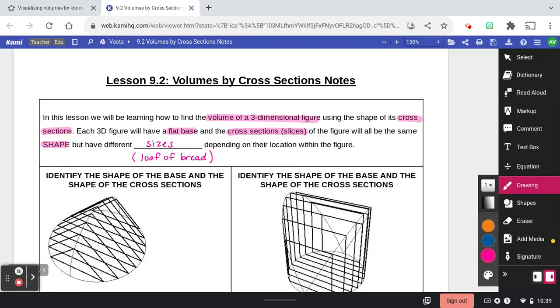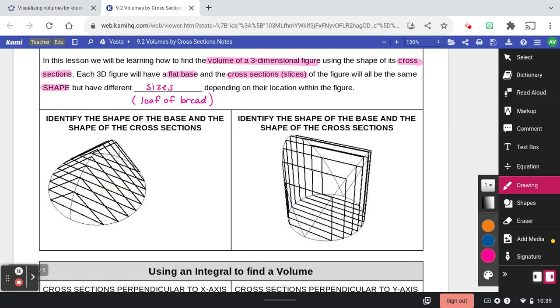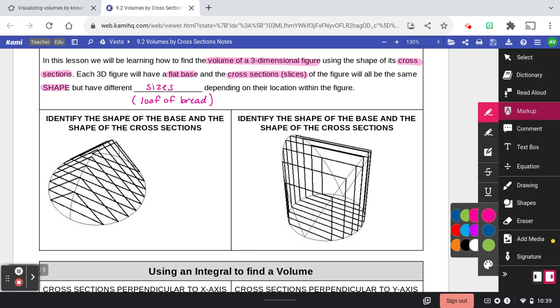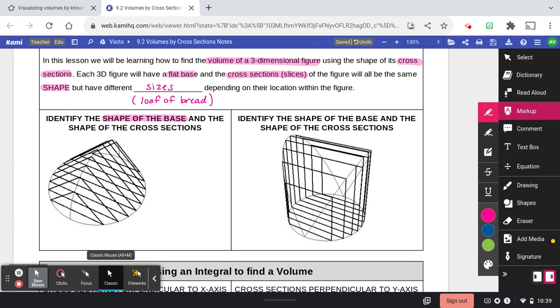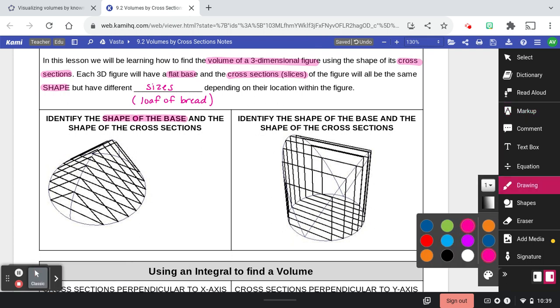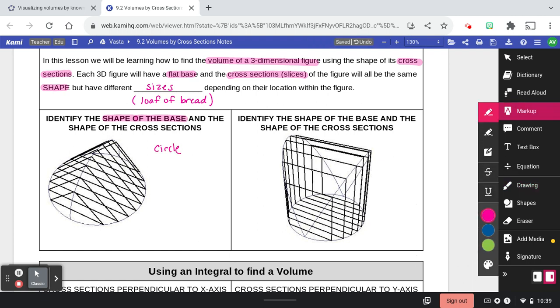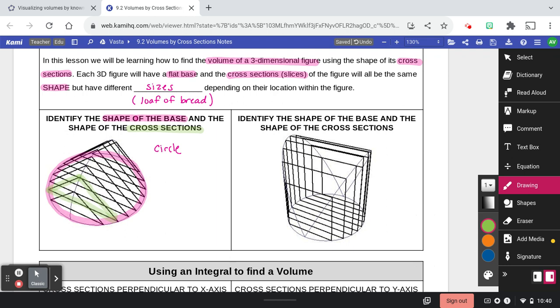So going back to what we're doing today, here are two visuals for what's going on. In this figure, the shape of the base is going to be a circle, because if you look at what the base shape is here, it's a circular shape. On that circle base, we're going to be building cross sections that are all shaped like triangles. You can see here that every single cross section is shaped like a triangle, and each of those cross sections is very, very skinny like a piece of paper.